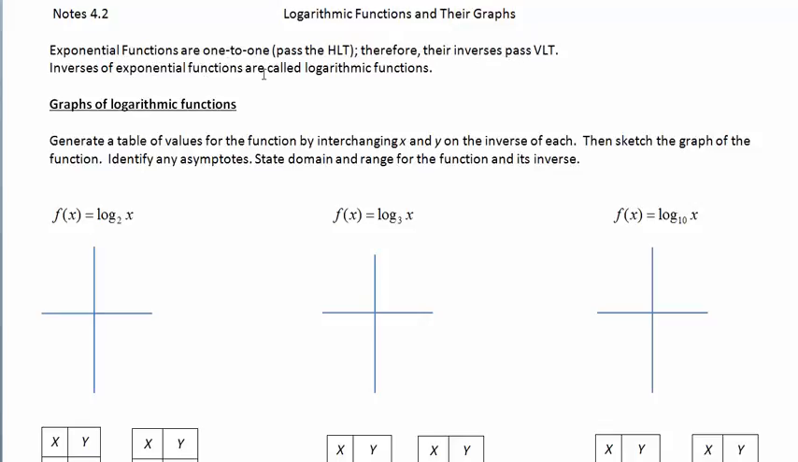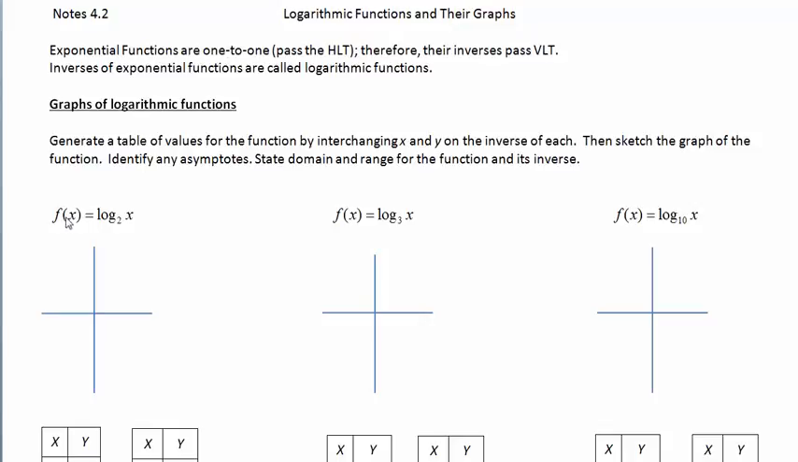Inverses of exponential functions are called logarithmic functions. So in this video, we're going to be graphing log functions and looking at transformations on log functions as well. To begin, we're going to generate a table of values for the function by interchanging x and y on the inverse of each of them. Then we're going to sketch the graph of the function. We'll identify any asymptotes on our log functions, and we're going to state the domain and range for the log functions and their inverses, the exponentials.